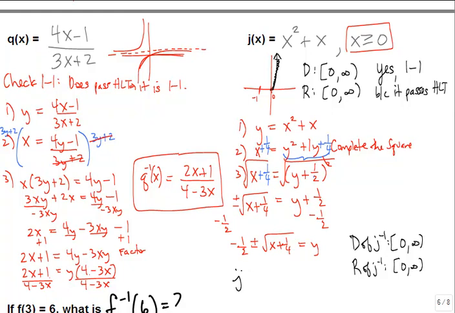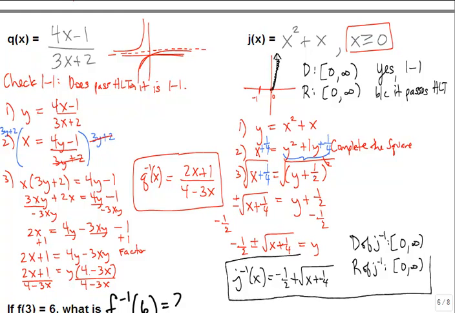So our j inverse of x needs to be negative 1/2 plus square root of x plus 1/4. And not only am I going to put a box around that formula, I also need to put a box around my domain and my range restrictions over here, because they are important as well. They need to be maintained since we had a domain restriction on our original function. So include those in your answer.